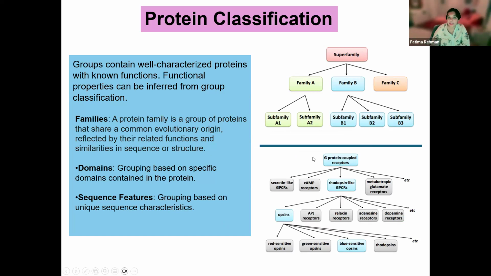A family of protein is a group of protein that have some kind of shared function or structure within it. And then domains within that family will be those specific areas that allow it to do whatever that function or structure is that is present as a whole within that family of proteins. And then the sequence features are going to be grouped based on specific sequence characteristics.